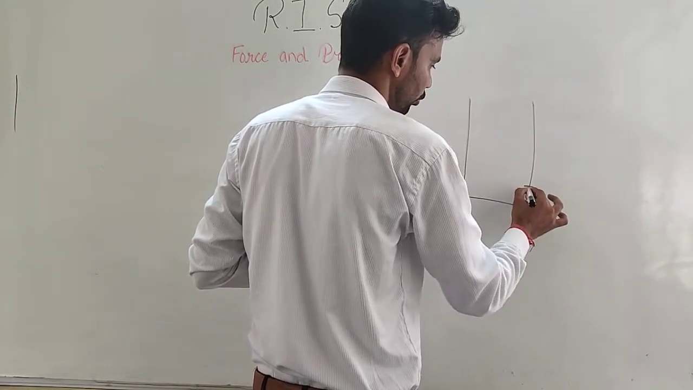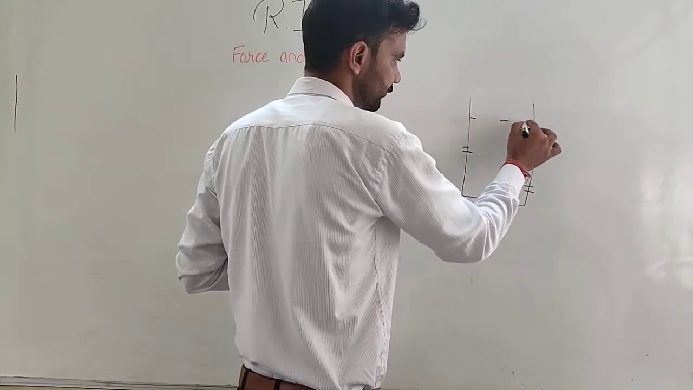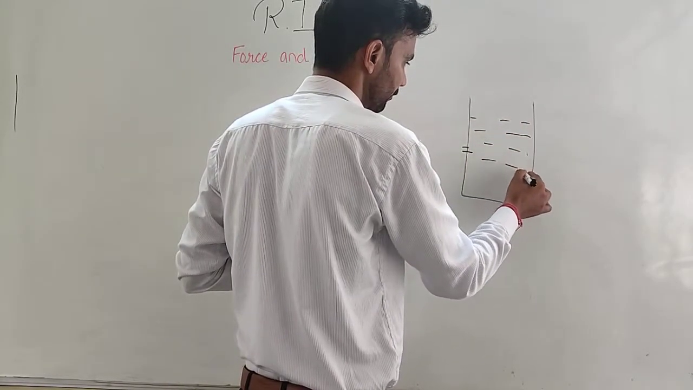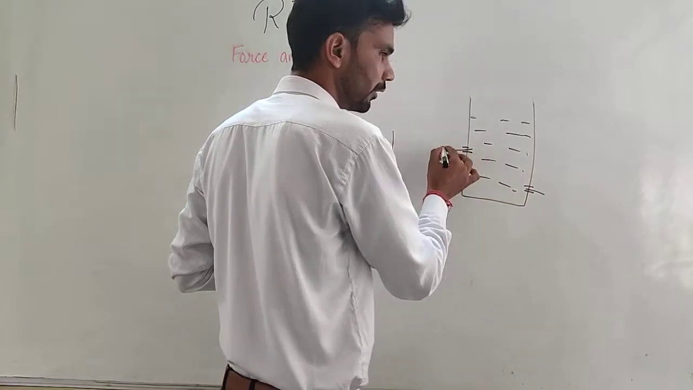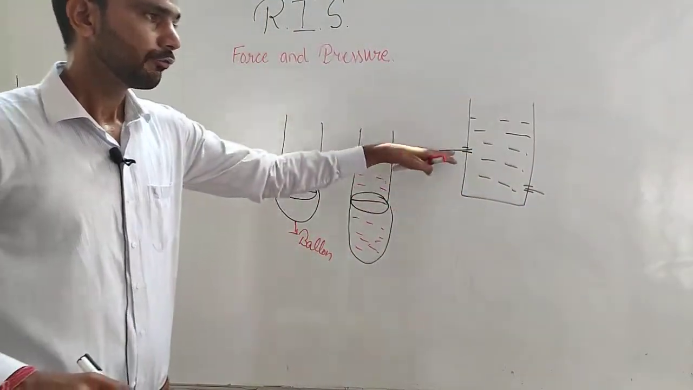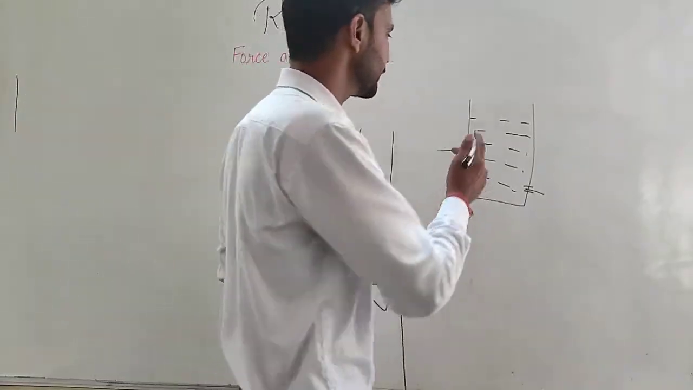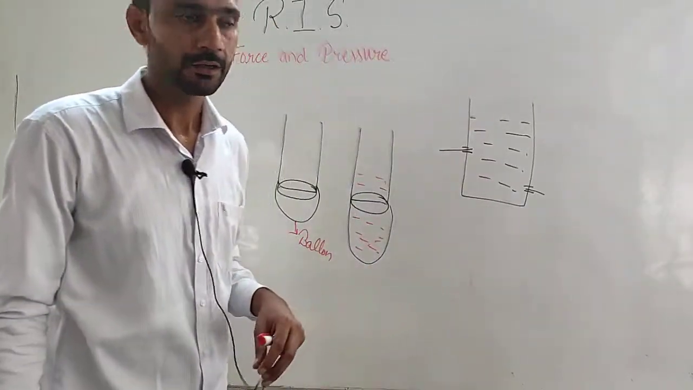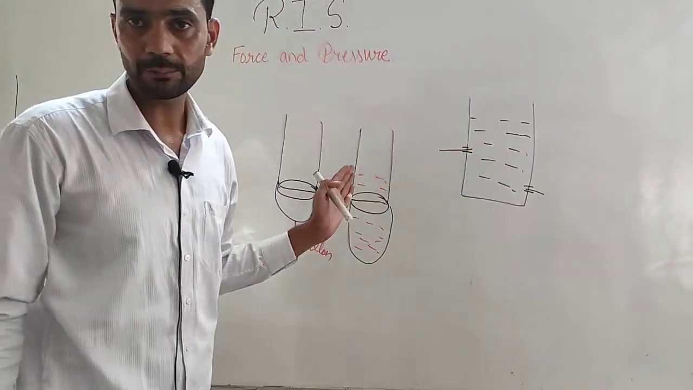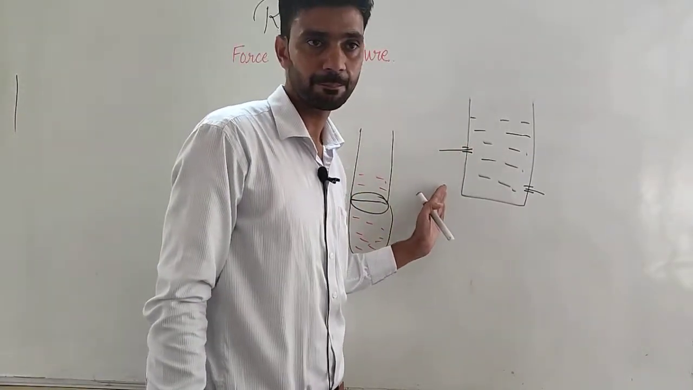If I made 2 holes here, and this is filled with water, then the water will come out from both the holes. Water is coming out from both the holes. It means that water is exerting a force on the walls of the container. Due to that force, the water is coming out from the beaker.